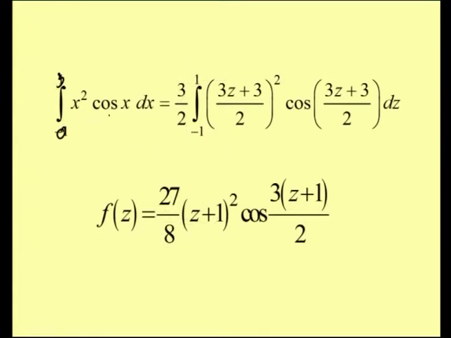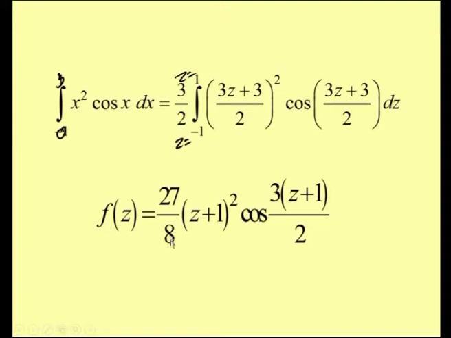The integral 0 to 3 of x square cos x dx is changed to the integral -1 to 1 in this format. Dx is 3 by 2 dz and the limits are z is equal to -1 to z is equal to +1. X square is (3z plus 3) divided by 2 whole square, cos of (3z plus 3) by 2 dz. Now, your f of z, after taking this 3 outside and 2 outside, comes out as 9 by 4, already 3 by 2 is outside. So, 27 by 8 (z plus 1) whole square cos of 3 into (z plus 1) divided by 2. This is our f of z.